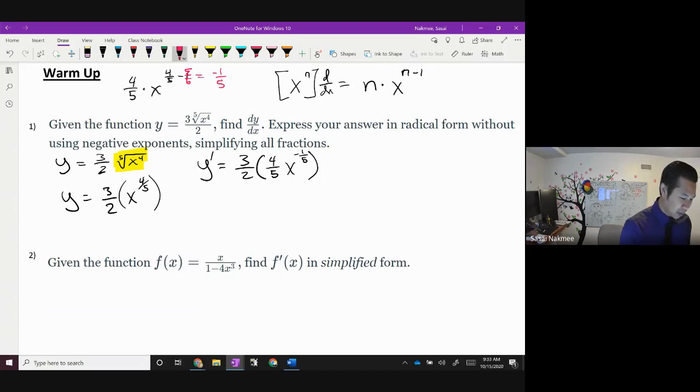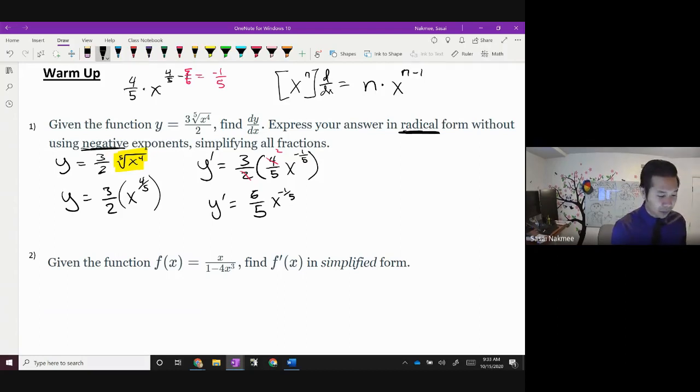So simplifying these fractions, the 2 and the 4 is going to cancel out to give me a 2 right there. So I can rewrite this derivative as 6 over 5 times x to the negative 1/5. They want our answer in radical form, meaning they don't want a fraction as their exponent, and they also don't want negative exponents. So I have to simplify that negative 1/5, right? So I'm going to write this over here. Y prime is going to be equal to 6/5 times x to the 1/5.